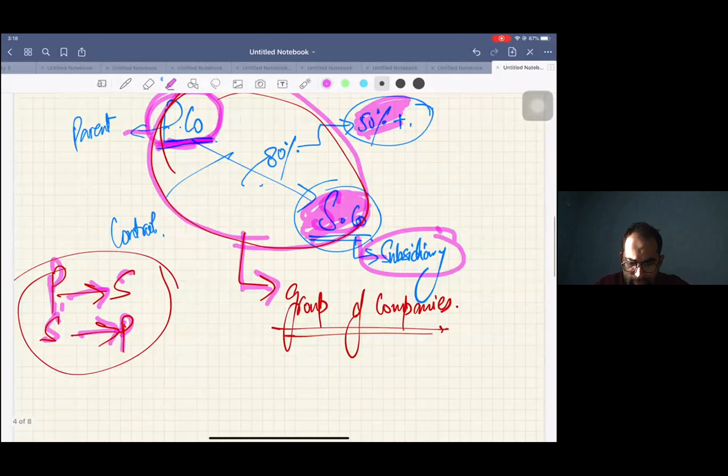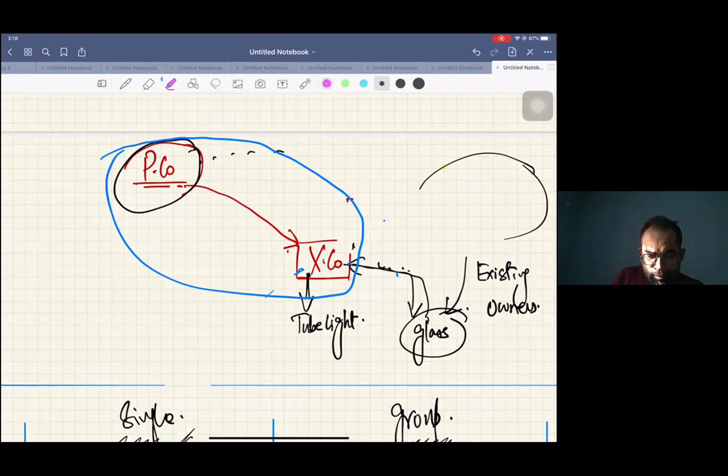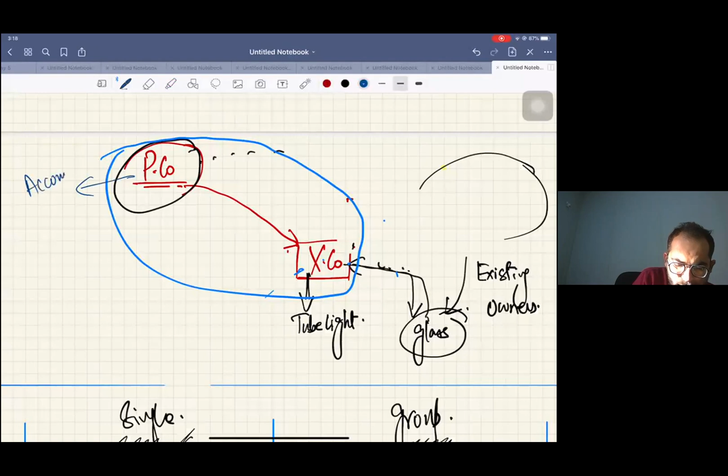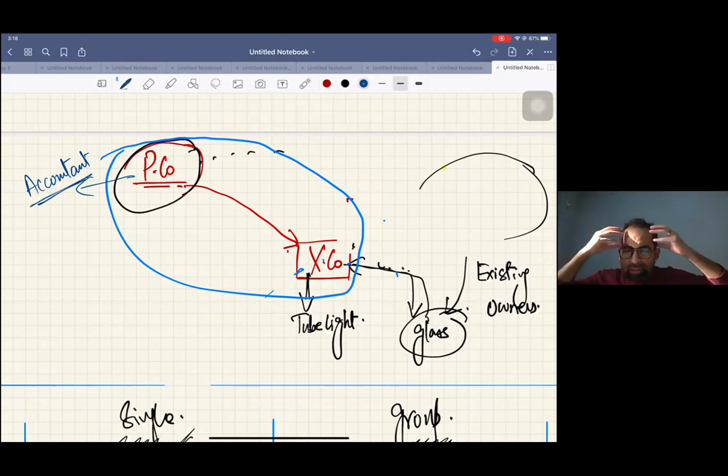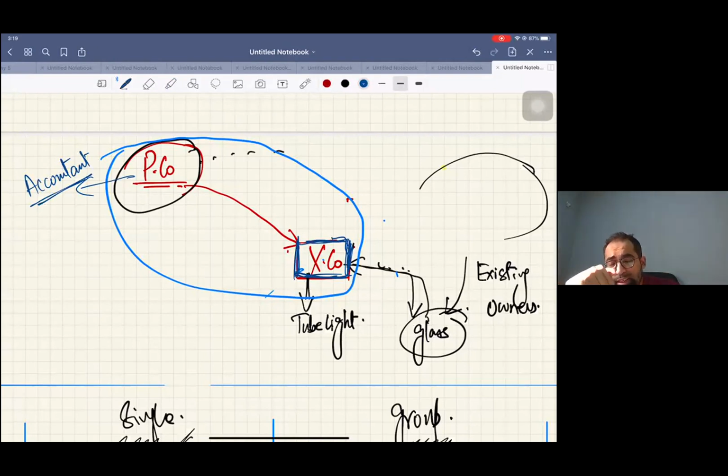Now listen. You will be accountant of parent company. In the ratio analysis question, my dear students, you will be accountant of parent company. And just imagine that parent company is a very rich company. It's full of cash. And parent company wants to acquire the running business of this X company.